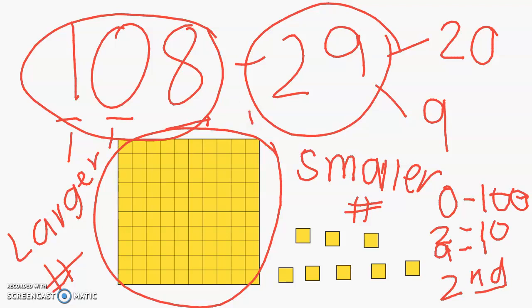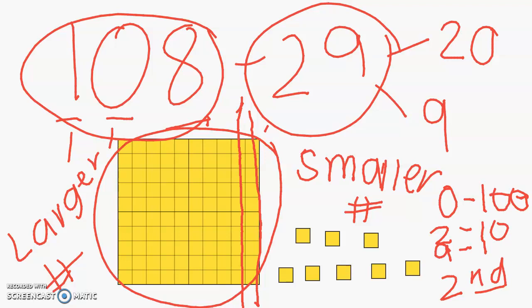So we're going to take away one of the columns because that's 10, and then the next column is another 10. So 10 plus 10 is 20. So we just took away 20 from the whole problem. After we take away the 20, we're going to work on taking away 9.